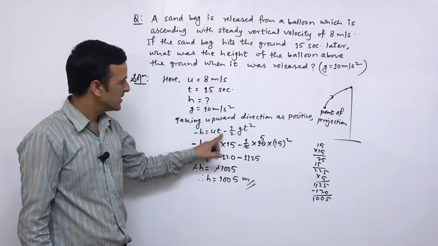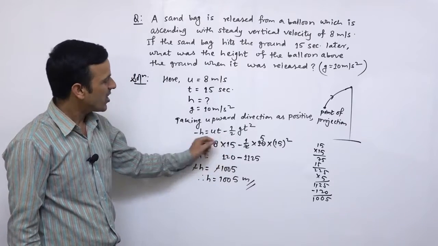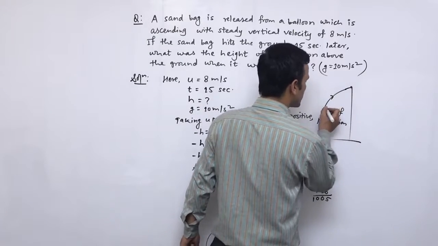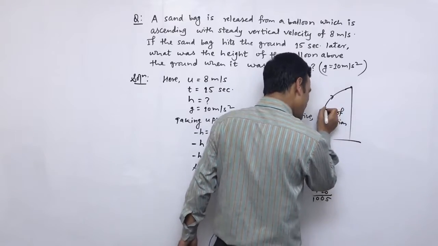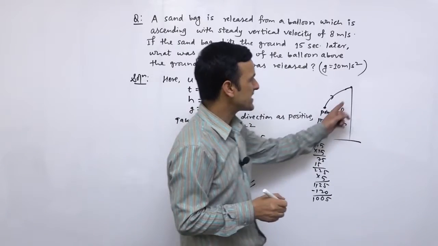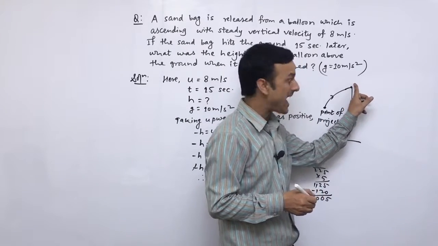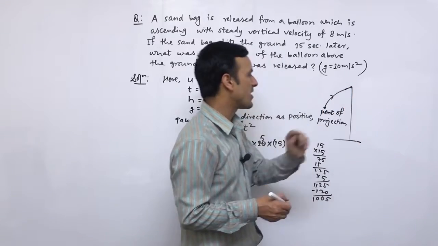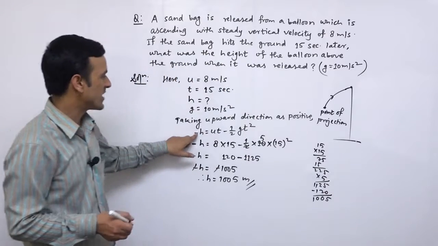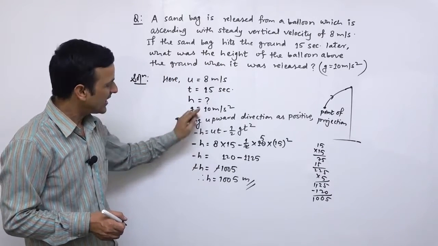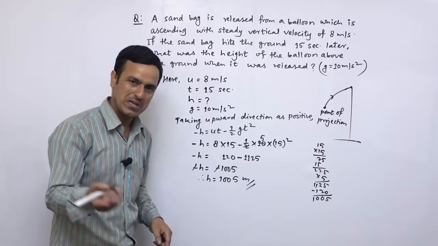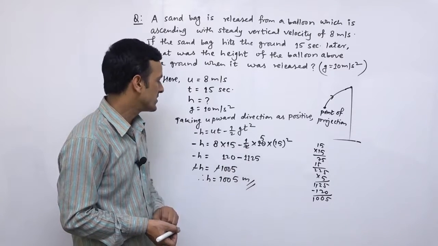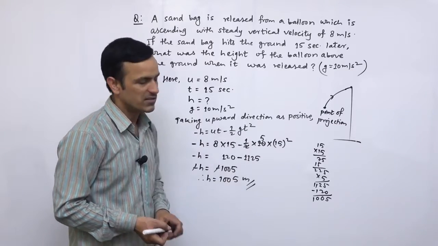So this equation of motion is applied over here because this object is projected from this point of projection, but distance covered by that sandbag which is inside the balloon is covered below the point of projection. So in this case we have to take the minus sign, and if you substitute the value, then we get the height of that balloon from the ground. So 1005 meters is the correct answer.